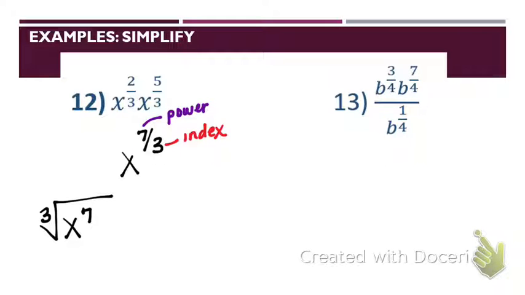So how would that simplify? If you have 7 people, how many groups of 3 can you make? 2. And you have how many left over? Just 1. So this will be your final answer.